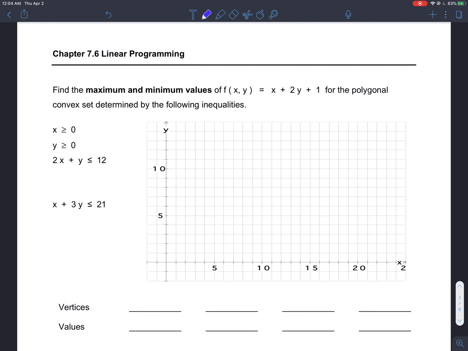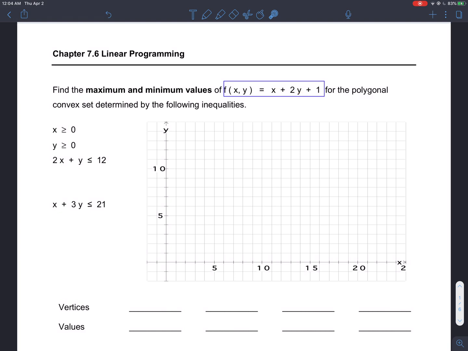The question says find the maximum and minimum values of this function, and it's written with a weird notation, not something that you're totally used to. This function here, f of xy equals x plus 2y plus 1. This is what we would call a function in two variables. Notice that it is f of xy, and the function has both x and y in it.